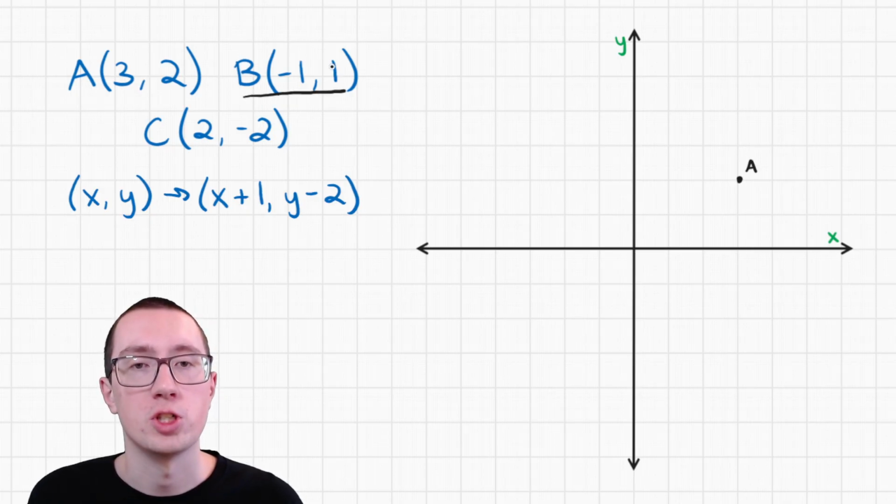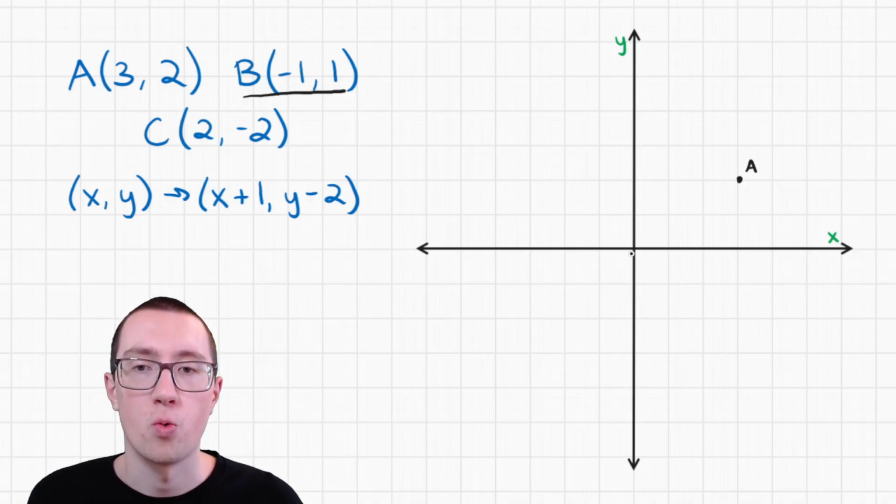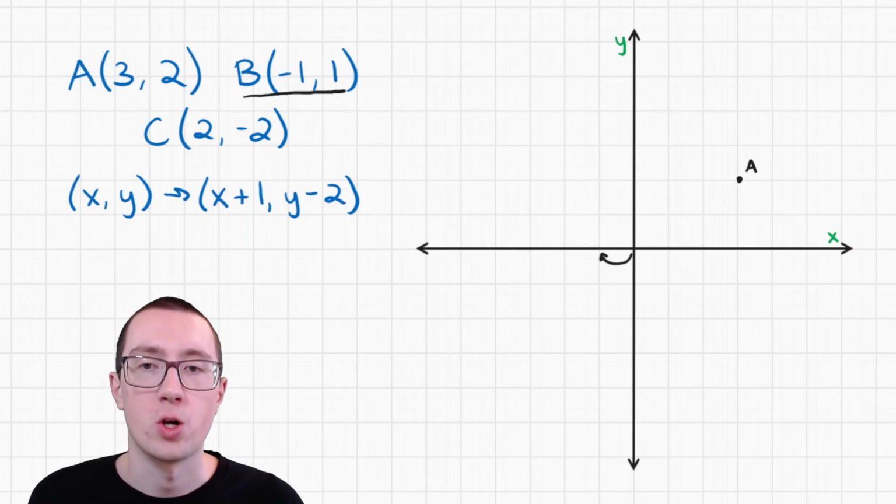Next is point B, which is (-1, 1). So -1 for x, that means we need to go 1 square to the left, and then positive 1 for y, so we need to go 1 square up. And this will be point B.